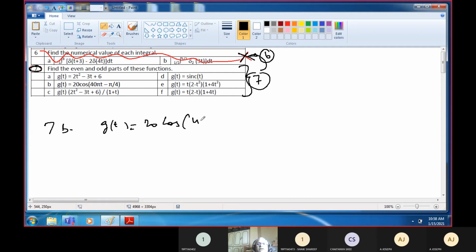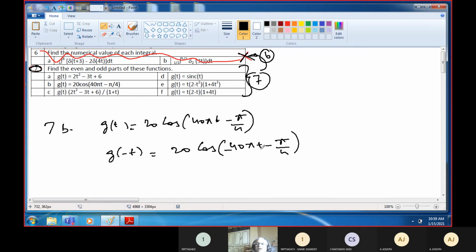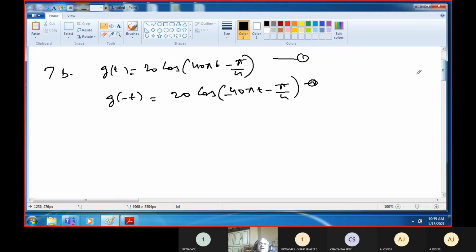20 cos of 40 pi t minus pi by 4. Okay, now what you have to do? First, you find out g of minus t. So what is g of minus t? g of minus t is 20 cos of minus 40 pi t minus pi by 4. Please remember, I'm not giving you any hint. So you have to simplify the trigonometric functions to get the even and odd.